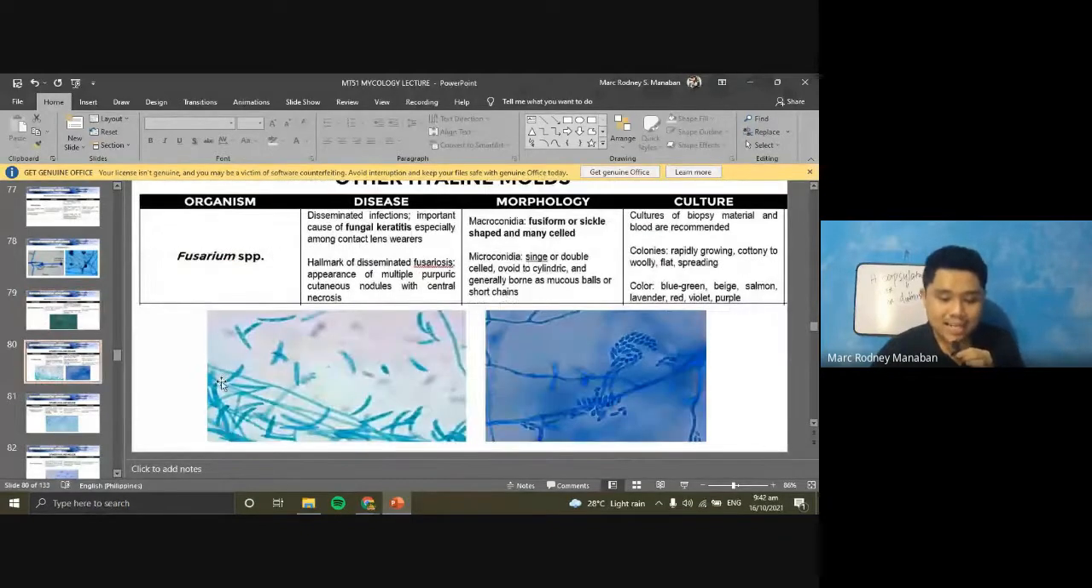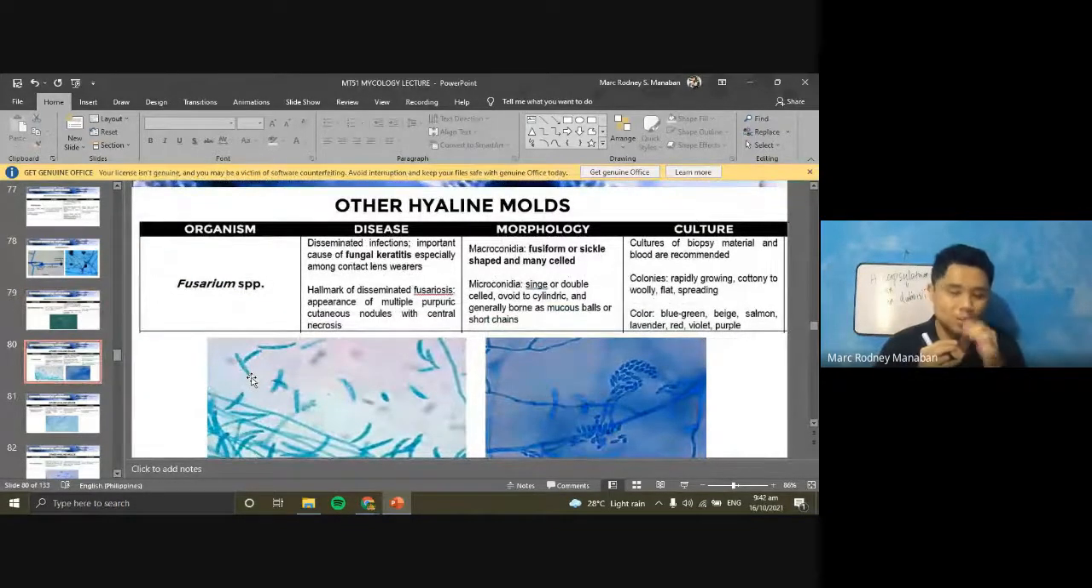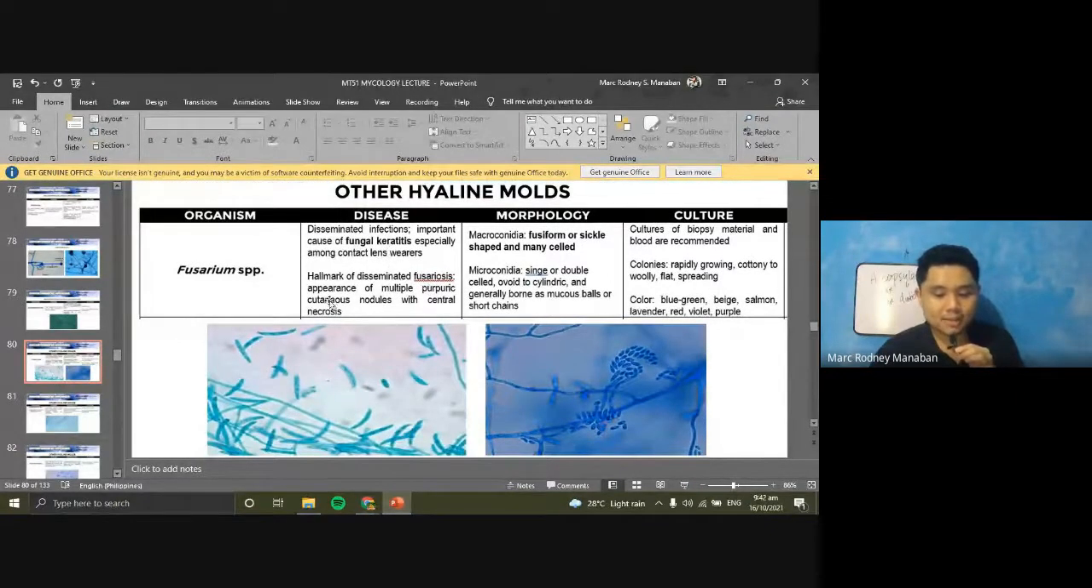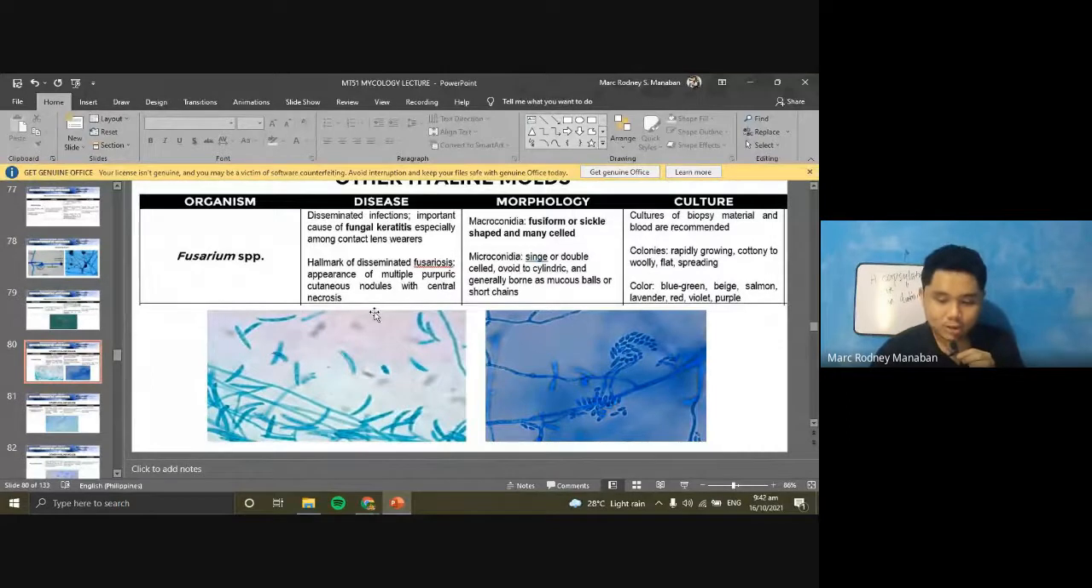All right. Now for the other hyaline molds, you have Fusarium. Take note, it is an important cause of fungal keratitis in the eyes. It can disseminate also, and there could be cutaneous nodules with central necrosis. Now take note, very important: its macroconidia are fusiform or sickle-shaped. Very distinct characteristic: fusiform, sickle-shaped macroconidia are present in Fusarium species. Okay, all right. Now again, colonies are still cottony. Color can be many colors: blue, green, beige, salmon, lavender, purple, red, and violet.